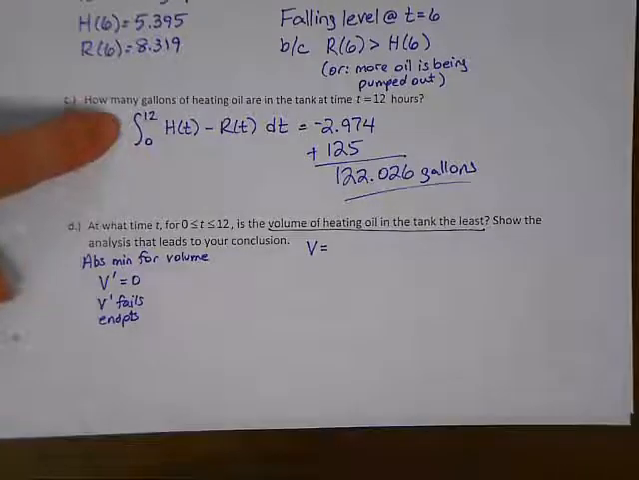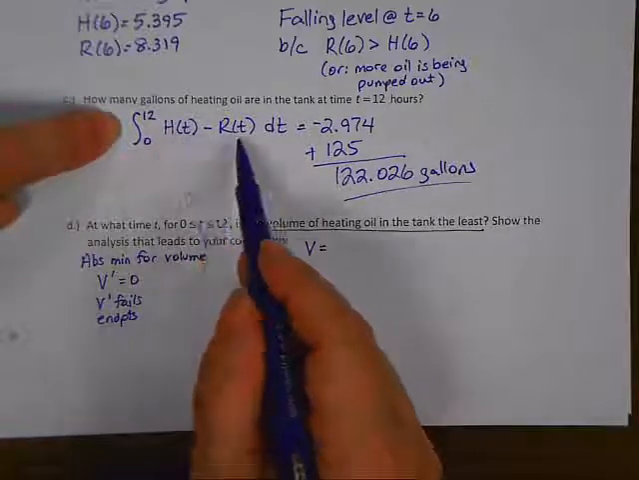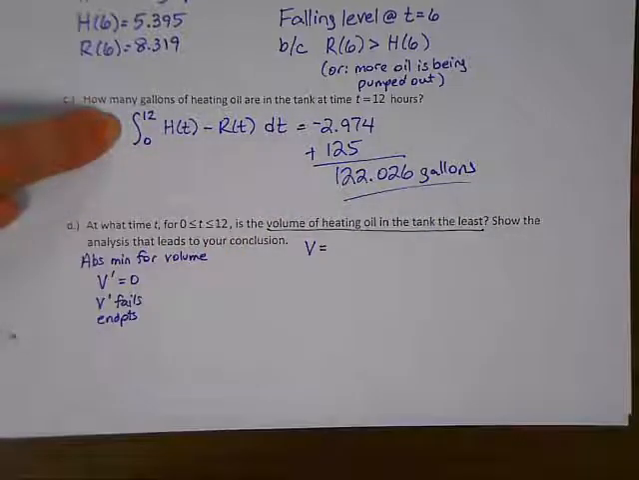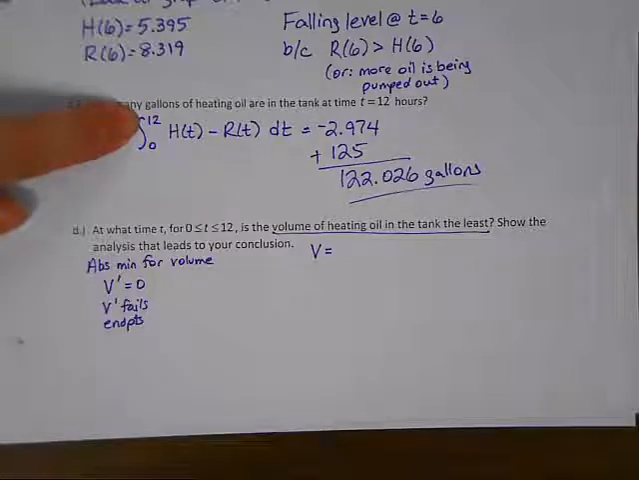On letter C, this actually calculated the volume of oil in the tank after 12 hours, didn't it? I integrated H to R, and then I added the 125. How would I change this if I wanted the volume at time 6? The only thing that would change would be this right here, wouldn't it? It changed to a 6. What if I wanted 8?